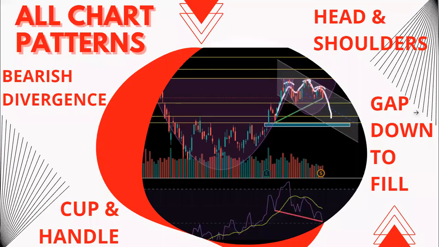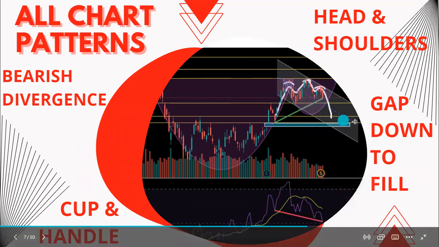So here we can see all the chart patterns together. We have our nice cup and handle. We have that bearish channel that we need to break out of to have the breakout for our cup and handle. We have our head and shoulders pattern here, and we have a gap down to fill along with that bearish divergence that I showed you guys. That's why I showed everything separately.